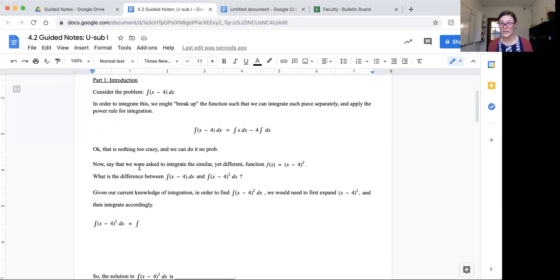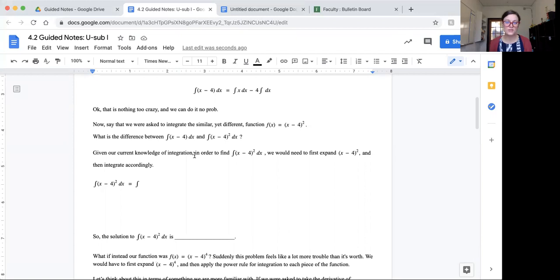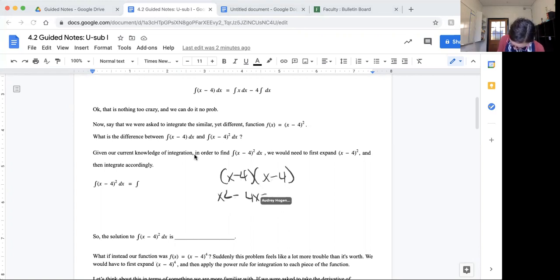With differentiation, we had to use the chain rule. And so now that we're undoing differentiation, we need to undo the chain rule. I'm getting ahead of myself, but given our current knowledge of integration, in order to find the integral of x minus 4 quantity squared, we would first expand x minus 4 and then integrate accordingly. So this is something that we could still solve, right? Because we know that x minus 4 times x minus 4 equals x squared minus 4x minus 4x plus 16, which is x squared minus 8x plus 16.